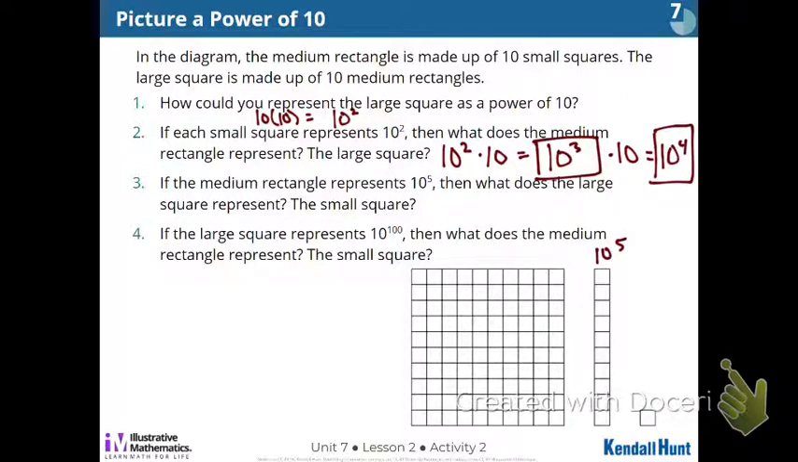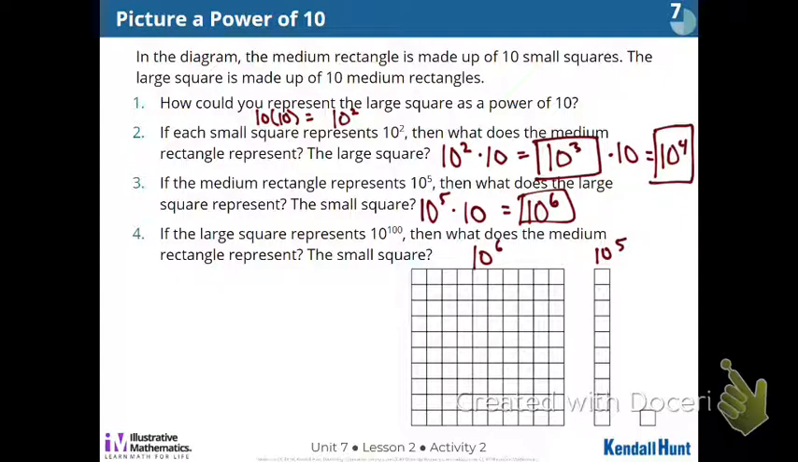So to go from this one to the large one, what am I going to do to 10 to the 5th? And what's happening here is 10 to the 5th means I have 5 factors of 10, times an additional factor of 10 means I have 6 factors of 10, which is 10 to the 6th. Now, how do I get to that small one?